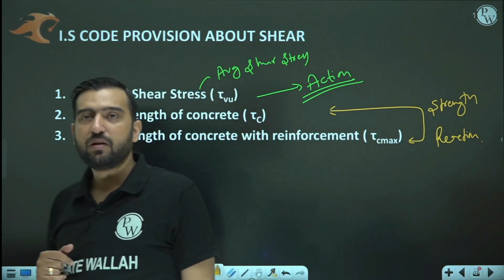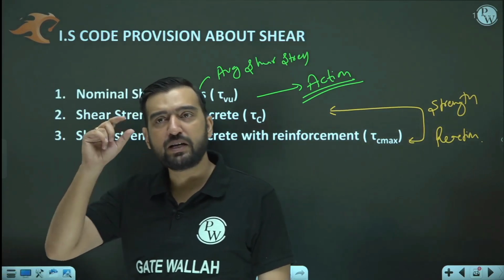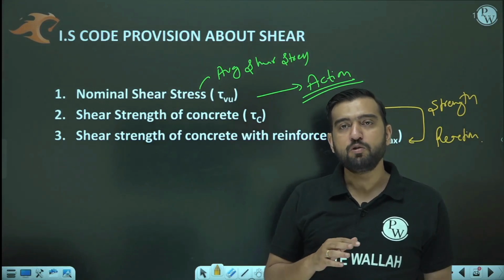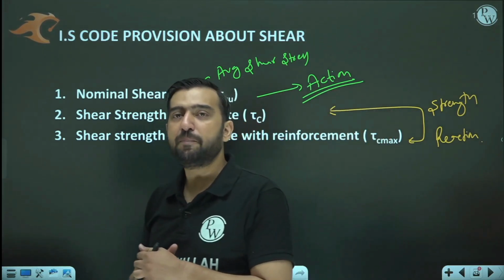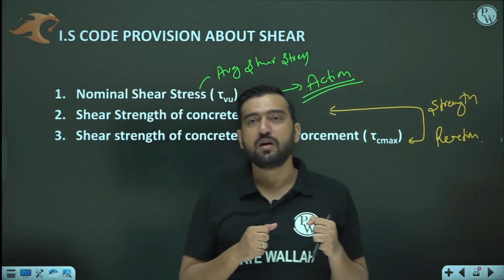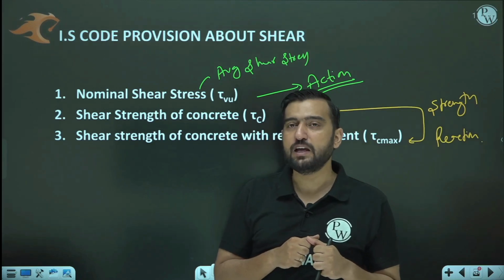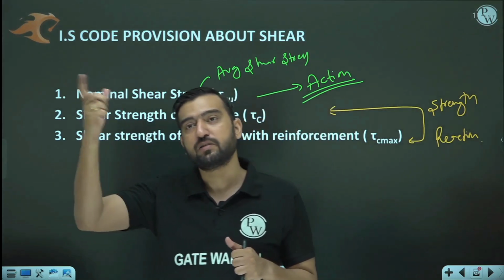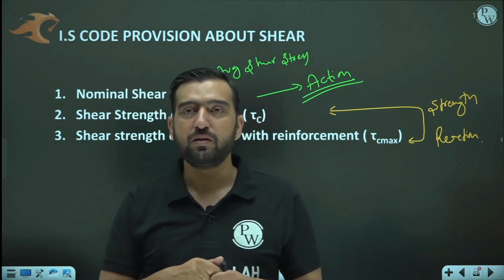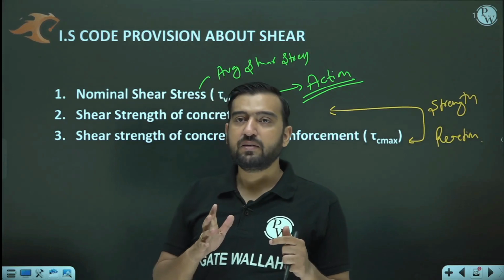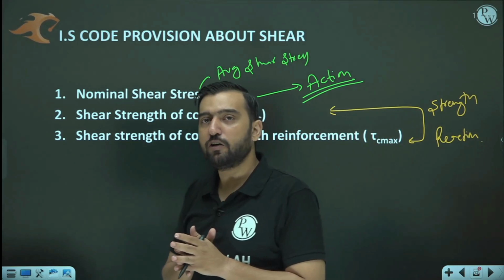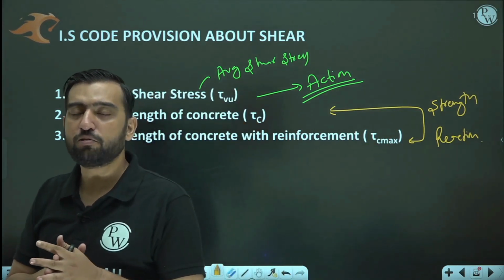My dear friends, if tau vu is greater than tau c max, it means you cannot design this action for shear. The upper limit of strength is tau c max. If your tau vu value, your action, exceeds the upper limit of strength, it means there is no need to design, it is going to fail. Design or precautions are possible if your nominal shear stress lies between tau c and tau c max.